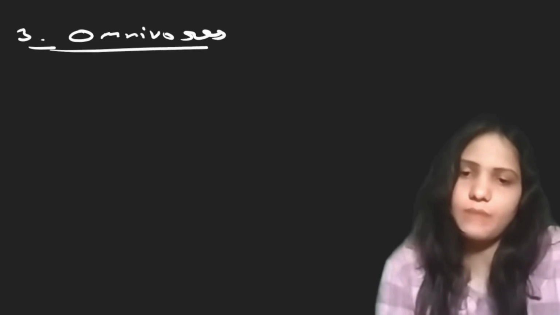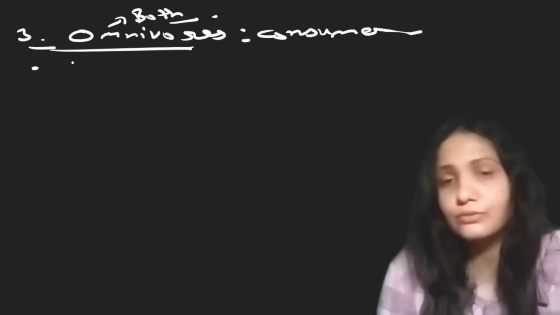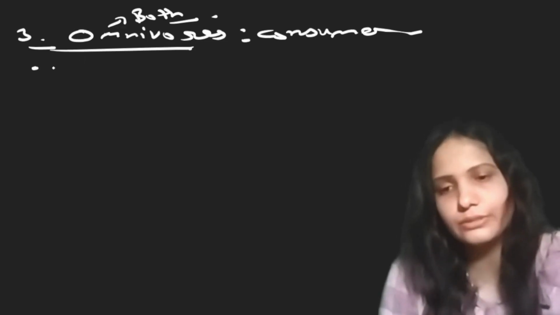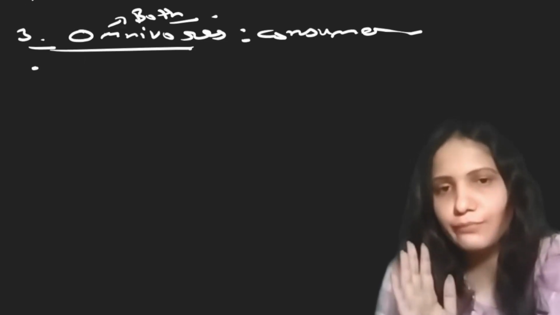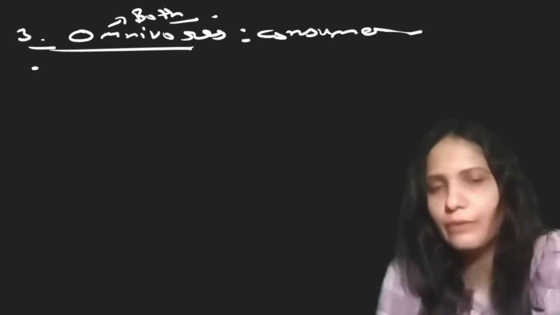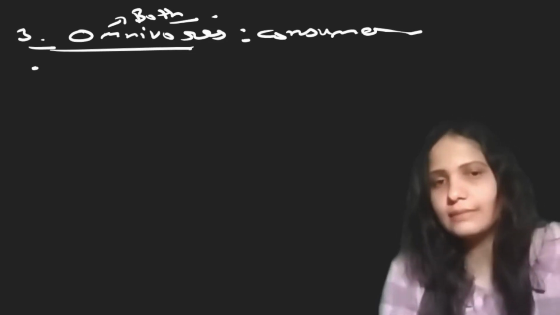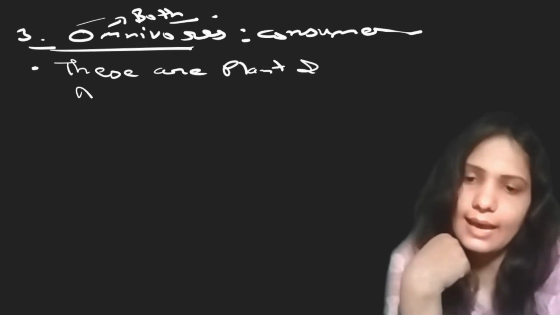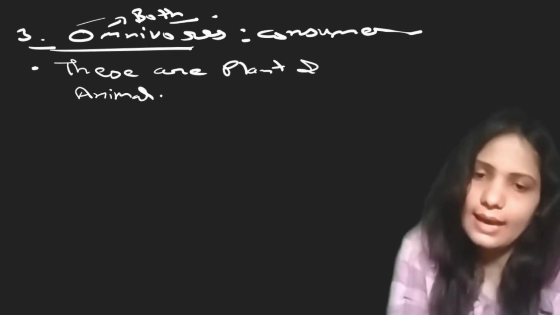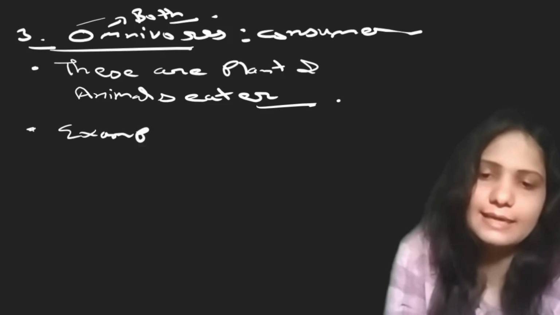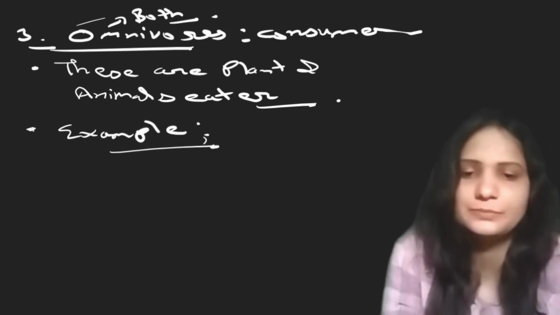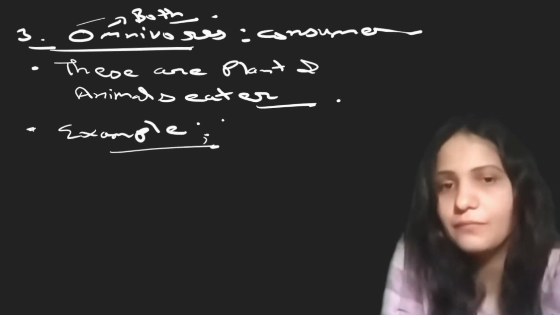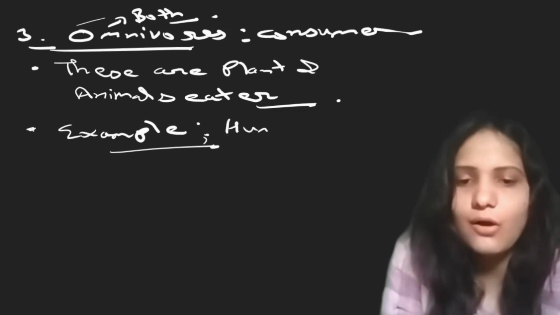The third type we have is omnivores. Omnivores are also consumers. Omnivores are the organisms which eat plants as well as animals. Okay, they are okay with any type of food. They are not so selective. They only have to eat for survival. These are plant and animal eaters. Any guesses? This is very simple. This is the easiest. We humans are omnivores.